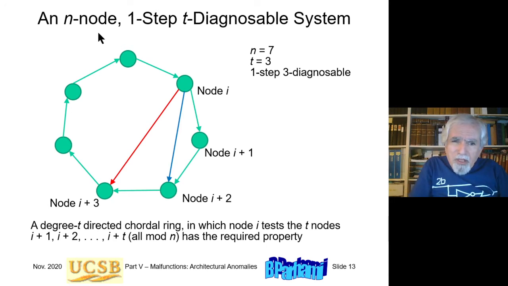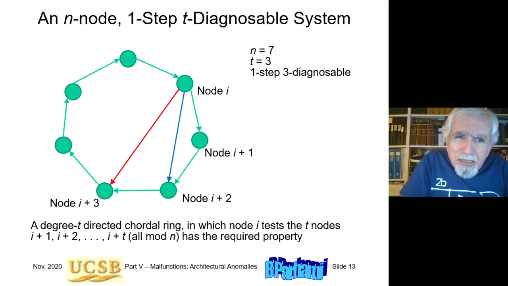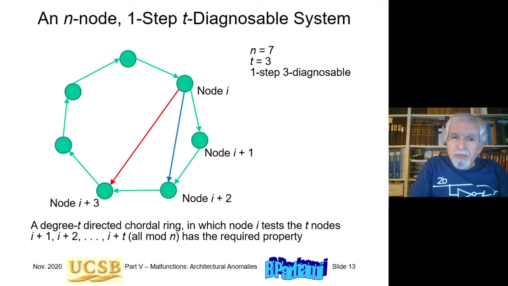In this example, I have not shown all the testing links. There are the green links going from node I to node I plus 1, blue links going from node I to I plus 2. Similarly, there will be a blue link between these two, a blue link between these two, and so on. And then the red links going from node I to I plus 3. So there's one of them. Here is another one, and so on. If I provide all those testing links in this corridor ring, then the system will be 3 diagnosable.